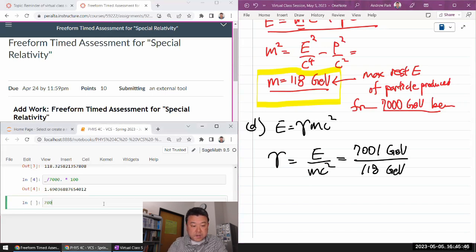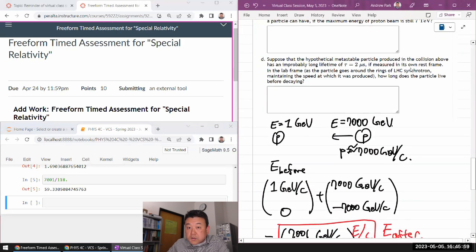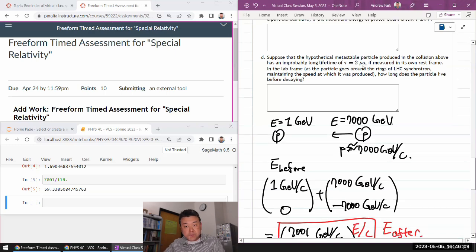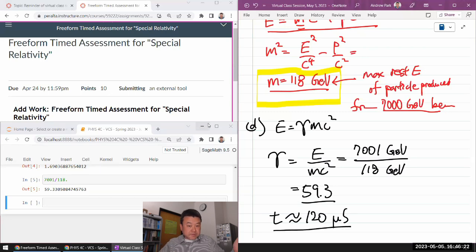So it'll be 7001 divided by 118, a gamma factor of about 59.3. So if the particle's proper time lifetime is 2 microseconds, its time dilated lifetime will be that times this. So the time dilated lifetime would be around 120 microseconds. So yeah, that's the answer.